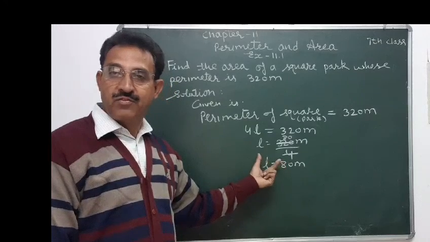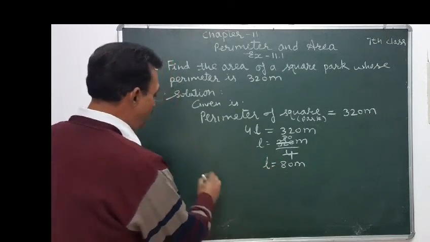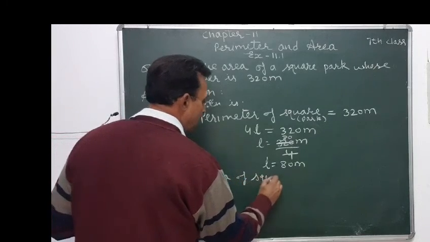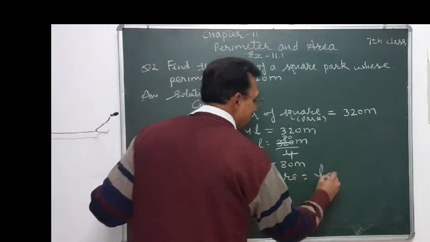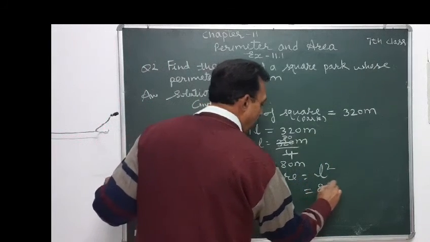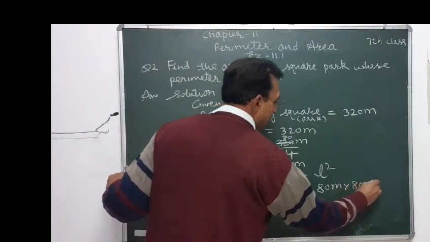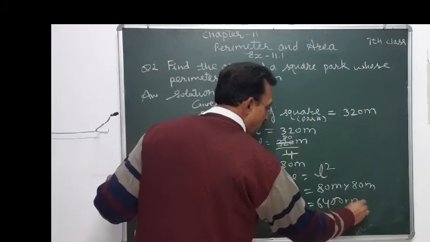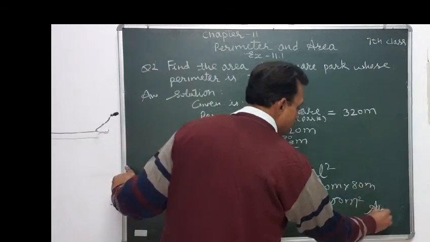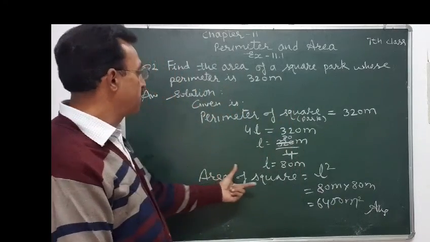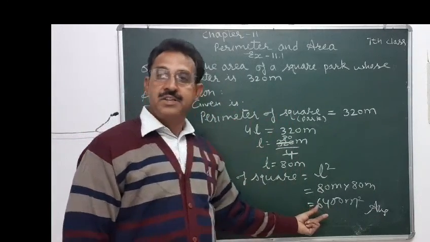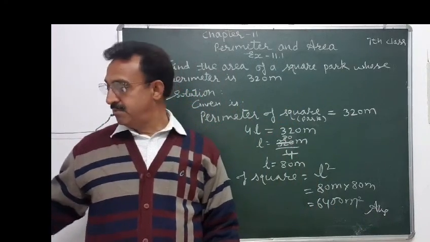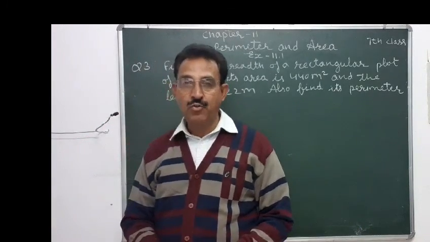Now from this we can find out the area of a square. As we know, the area of a square is the side square. Area of square is equal to L square or L into L, that is 80 meter into 80 meter. So 8 into 8 is 64, and these 2 zeros, meter square. So this is the answer. So area of the square park is 6400 meter square, right?